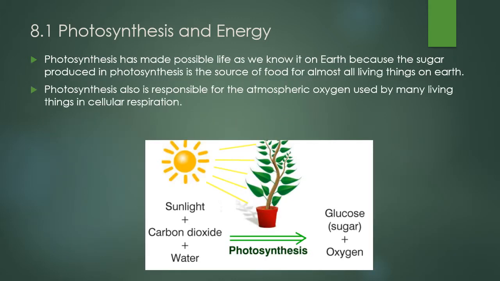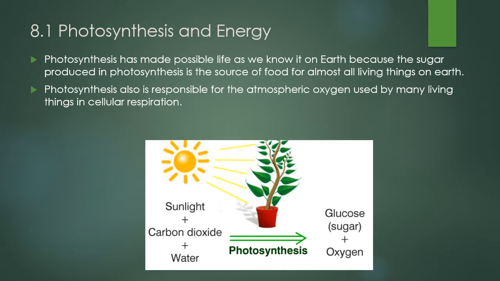Photosynthesis has made life possible as we know it on Earth because the sugar that's produced in photosynthesis is the source of food for almost all living things on Earth. And photosynthesis is also responsible for the atmospheric oxygen used by many living things in cellular respiration. If you remember, as we talked about respiration in the last chapter, oxygen is an essential component. That's why we constantly need to breathe oxygen. And that oxygen on Earth comes from plants doing photosynthesis. So that's a byproduct of photosynthesis.